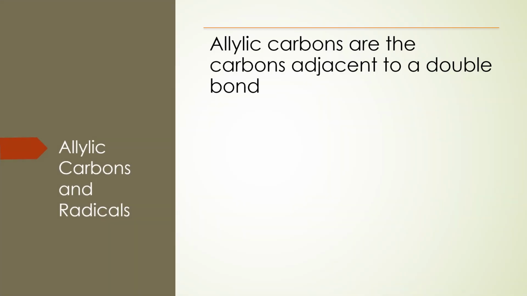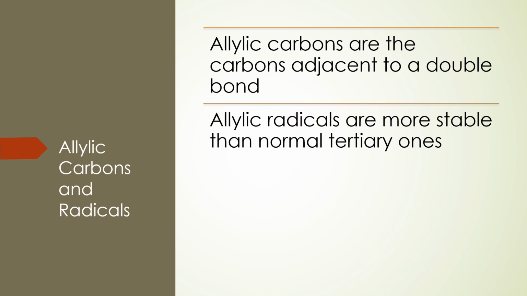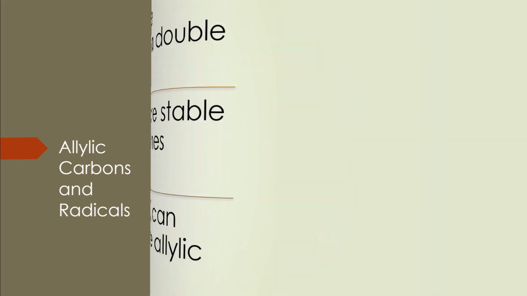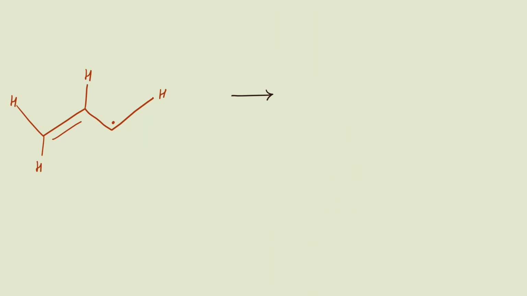Allylic carbons are the carbons adjacent to a double bond. These carbons can be turned into allylic radicals, which are even more stable than normal tertiary radicals. NBS contains a weak N-Br bond that can selectively halogenate allylic compounds. The reason why allylic radicals are so much more stable than other radicals is because of resonance. This electron can also move over here, which will give us a hybrid structure that looks like this. The electron is delocalized and has more freedom, making it much more stable.